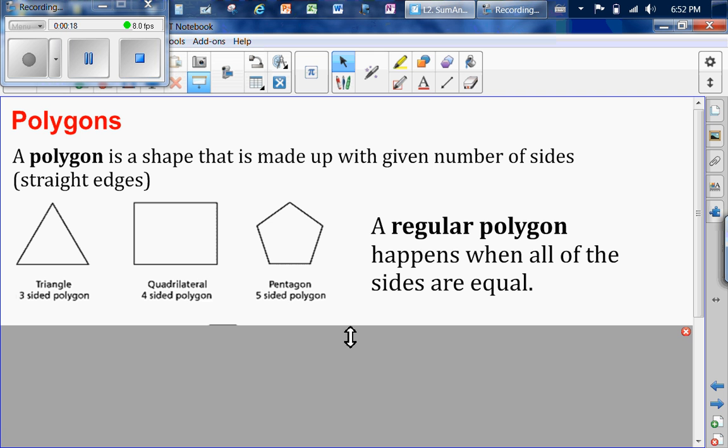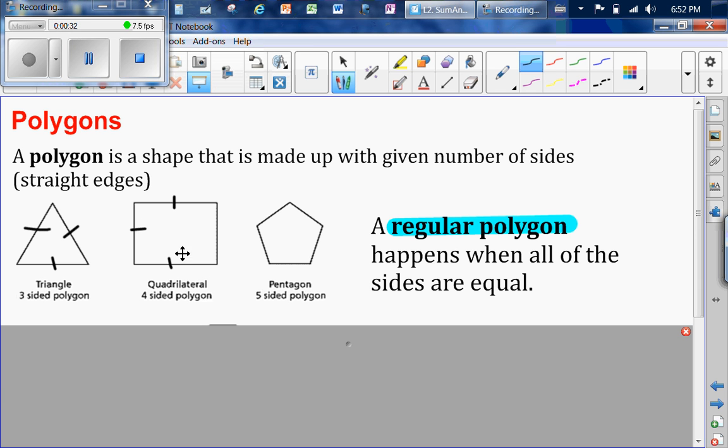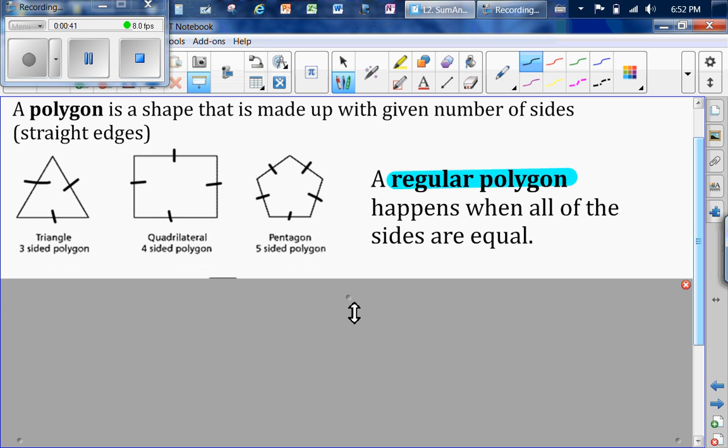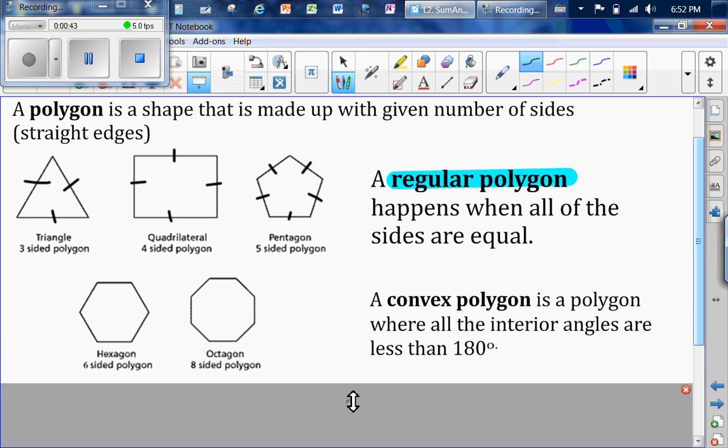If we look at regular polygons, this is what happens when all of the sides are equal. A lot of times you will see this indicated by little dashes on each of the sides, meaning that these are all equal to each other in that polygon. It can be anything from a triangle to an octagon, and of course there are many other examples.